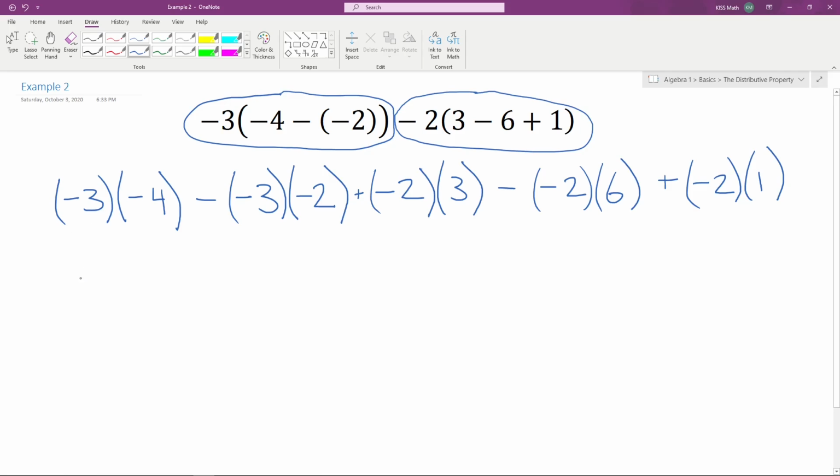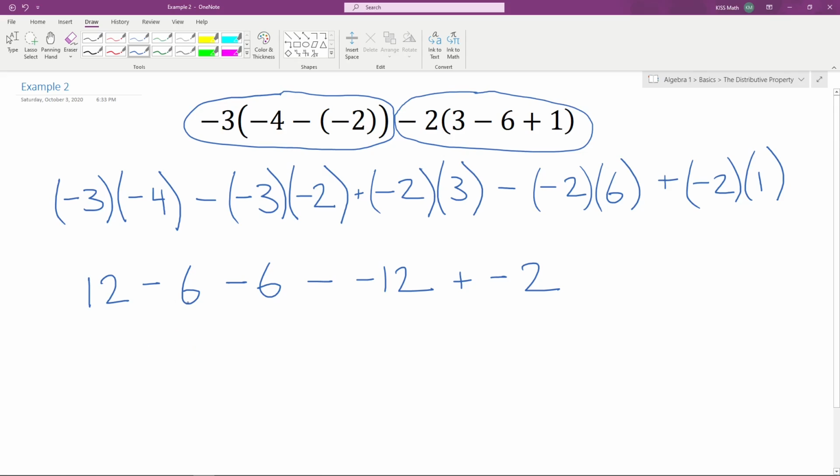Okay, so let's do this. -3 times -4 is +12, minus -3 times -2 is a +6. Then we have a -6. And then we have a minus a -12. And then a plus -2. And now we just simplify.